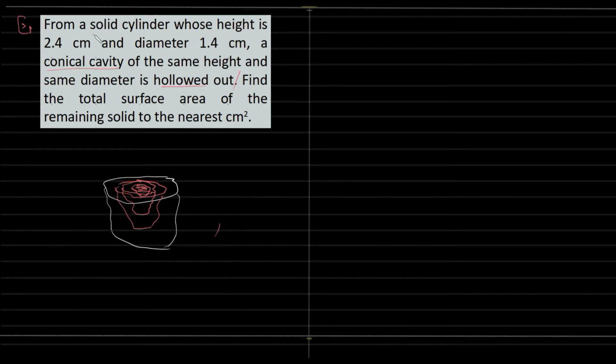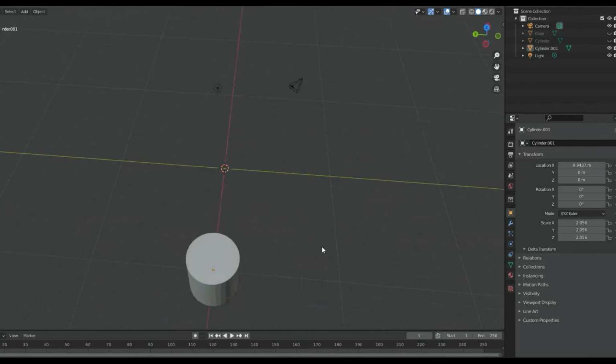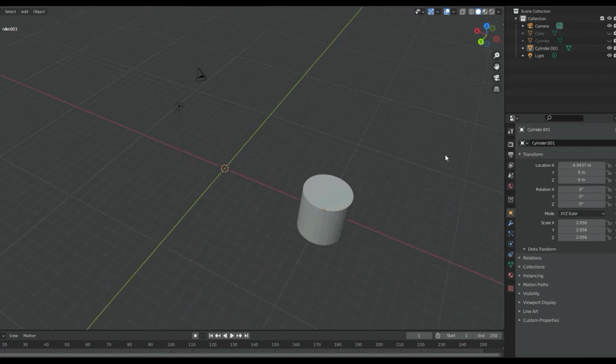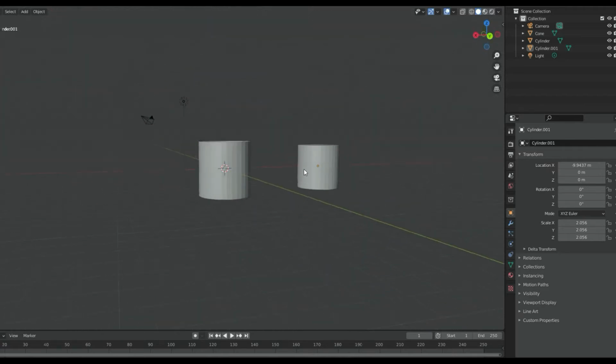Now we have a solid cylinder, like a solid tooth. We have a solid cylinder in which a conical cavity is being dug out, hollowed out. What does it mean? You have a cylinder like this, neat and clean, solid everywhere, fresh and neat. If it happens to be hollowed out like this, that's what they mean. So this turning out of this is what is hollowed out. Can you see that?